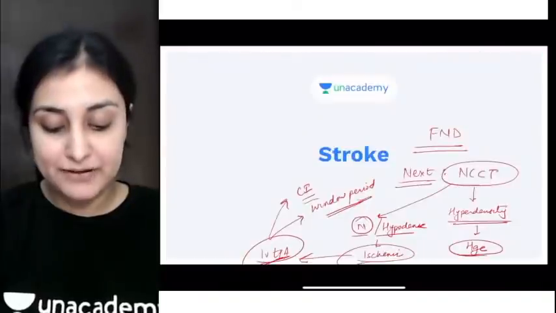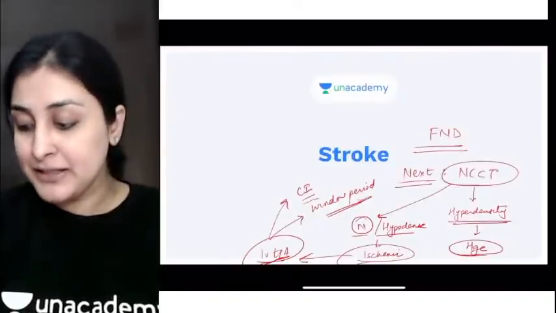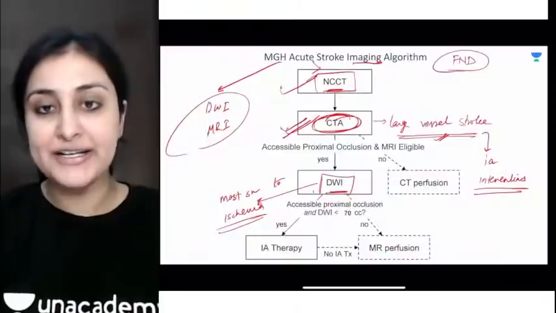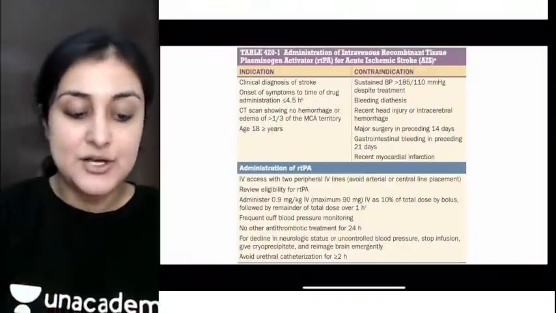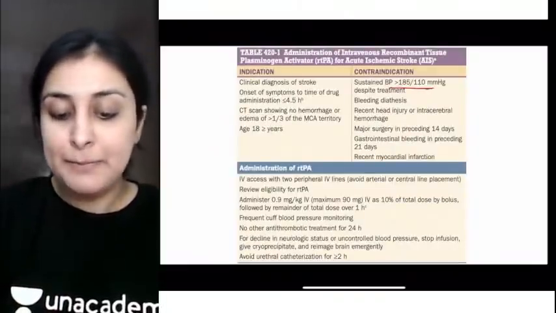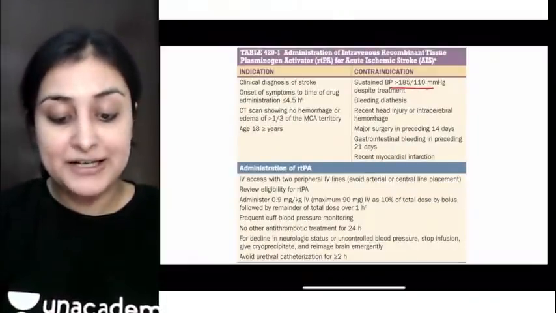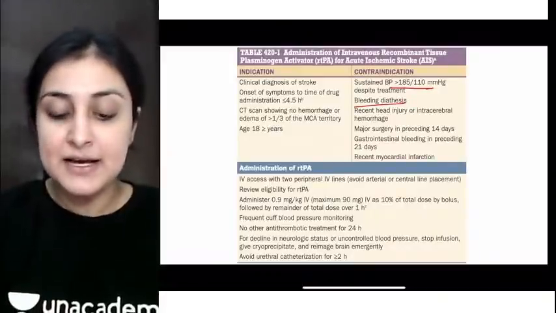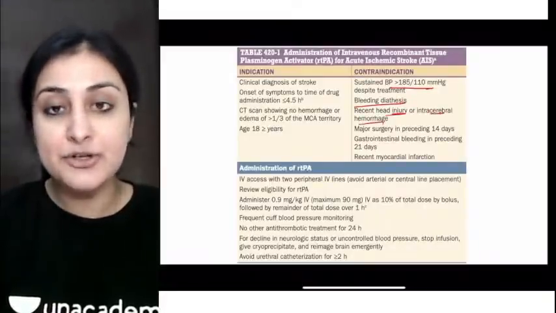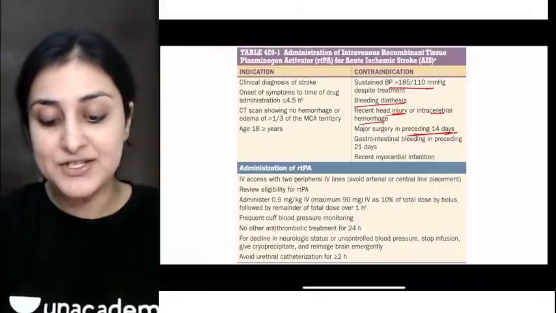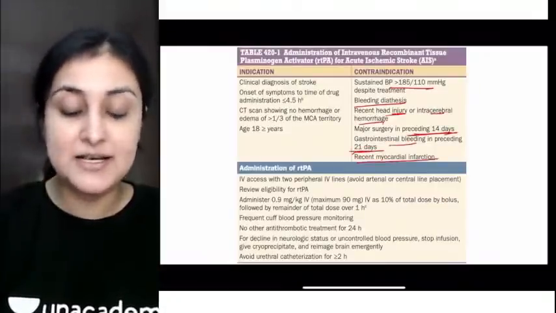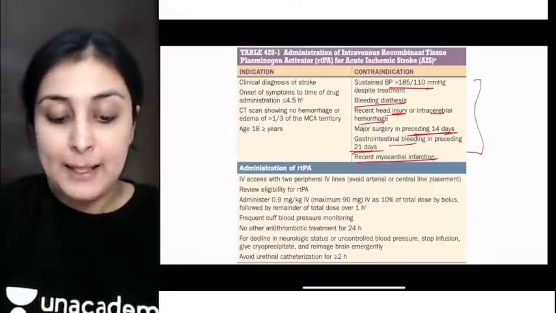So do you remember where we were at in our journey? IVTP देना था, दो चीजें assess करनी थीं, contraindications हैं या नहीं, window period है या नहीं, right? सो contraindications के लिए BP more than 185 by 110, bleeding diathesis, head injury या intracranial hemorrhage, surgery within 14 days, GI bleeding in 21 days, recent MI. ये है, बुरी तरह रटो.